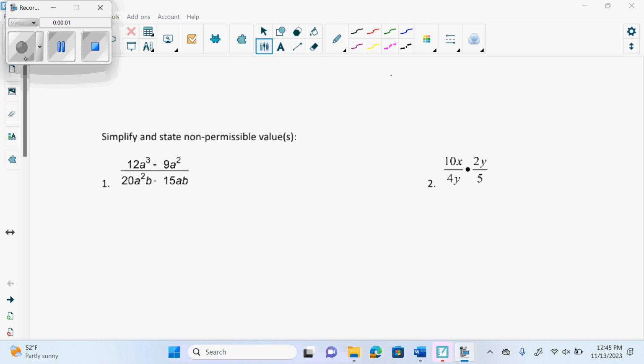The first one says simplify and state non-permissible values. The catch is the top is a binomial, the bottom is a binomial. Even if there's 12a cubed, it's not the a cubed attached to the 9, it's the 12a cubed attached to the 9a squared. Like they are attached together, right? With brackets around them. When we put brackets around the bottom, it's another binomial.